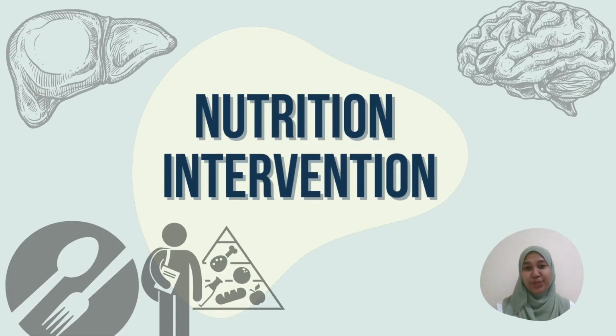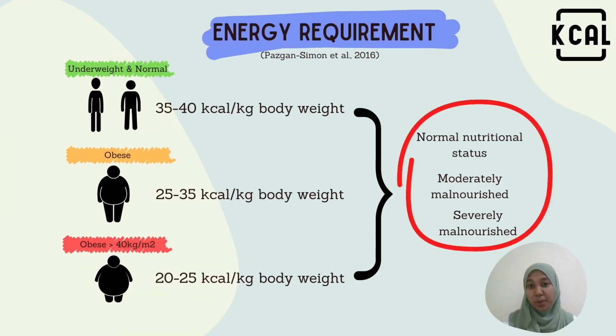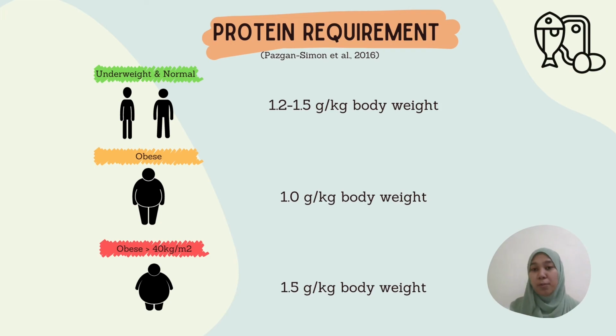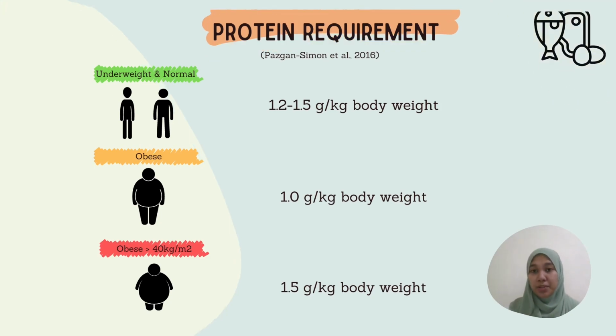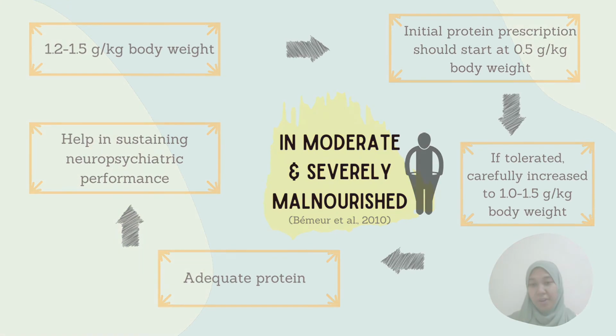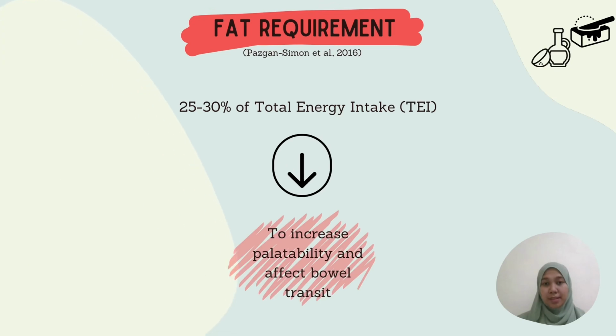Now, let's move to nutrition intervention. 20 to 40 kcal per kilogram body weight will be prescribed depending on the patient's nutritional status. 1 to 1.5 gram per kilogram of protein will be prescribed depending on the patient's BMI. In moderately and severely malnourished patients, initial protein prescription should start at 0.5 gram. For carbohydrate, 40 to 60% of DI is prescribed and complex carbohydrate should be included. Lastly, for fat, 25 to 30% of DI is appropriate for HE patients.